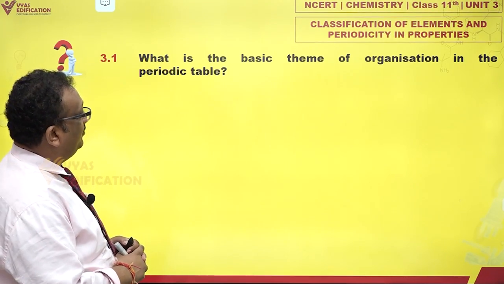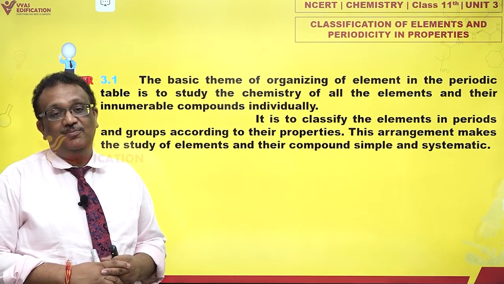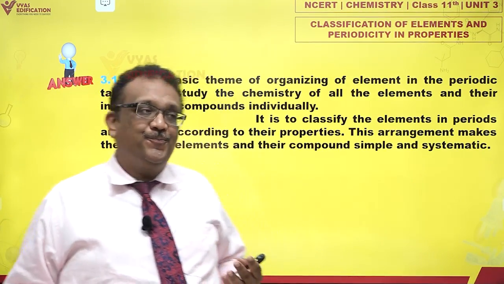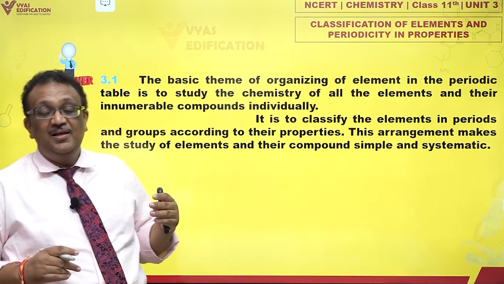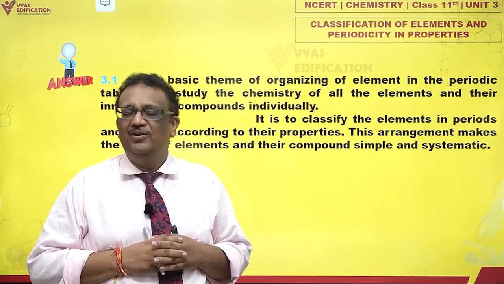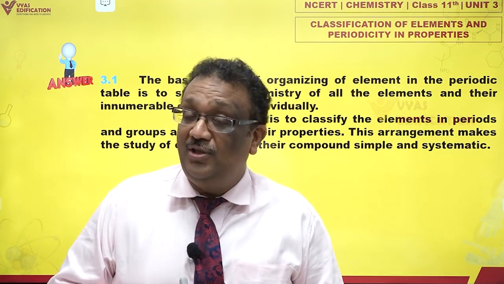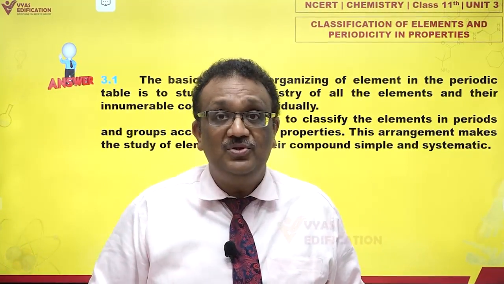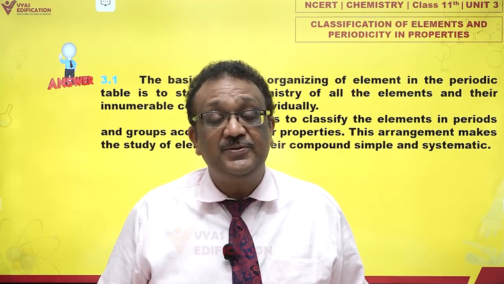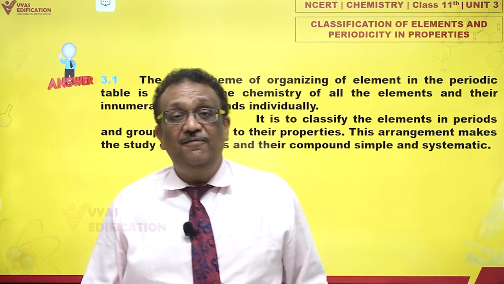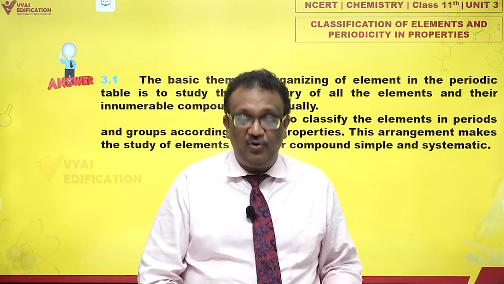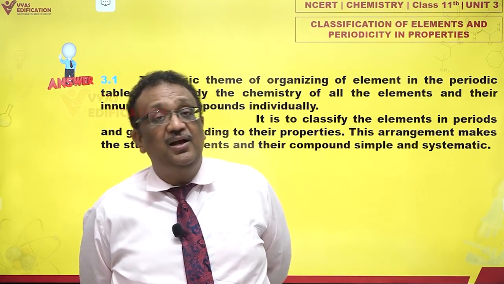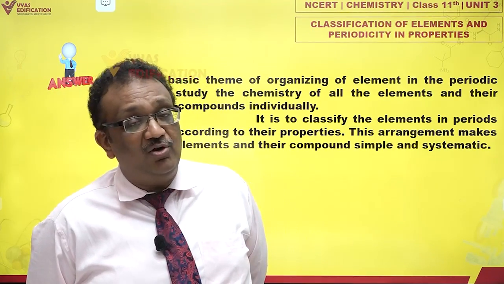What is the basic theme of organization in the periodic table? How exactly is the periodic table organized, and what is the need for it? What is the theme? And the answer is very simple. There are so many different elements having different types of properties. Could there be a systematic method by which, if we arrange them in rows or columns, in periods or in groups, we find that either the properties are the same, for example, in a group, or the properties show a very regular variation and a gradual change, especially if we move across a period.